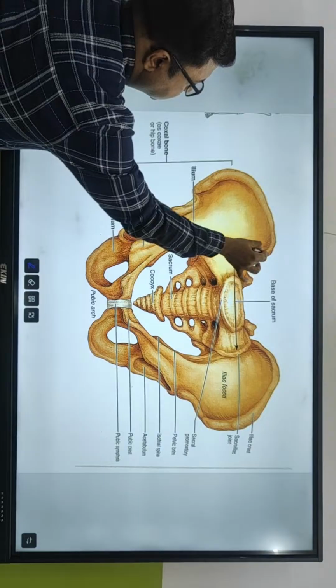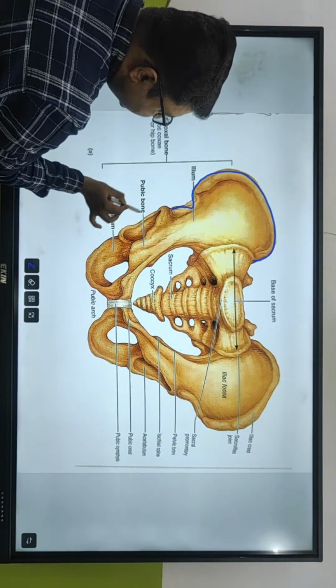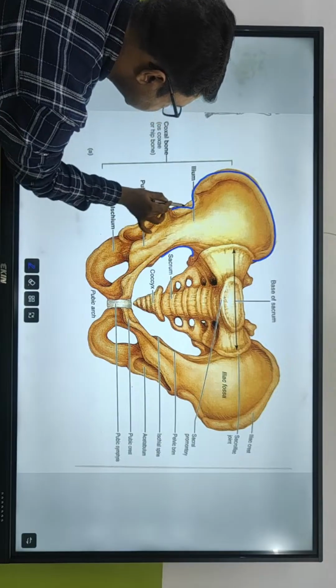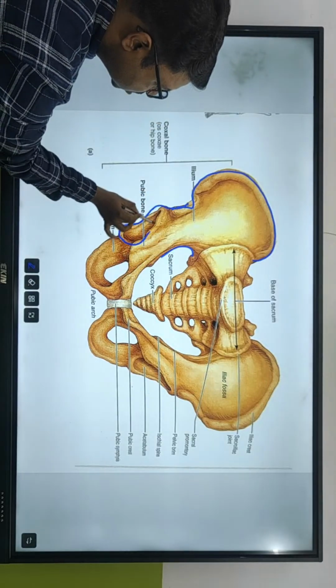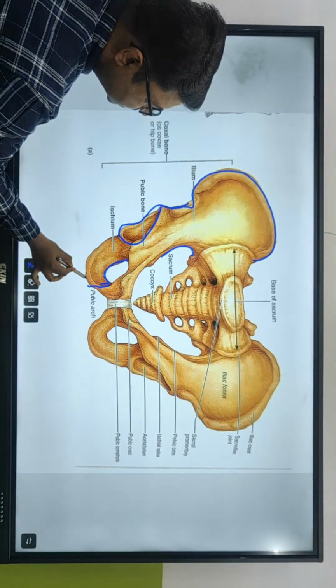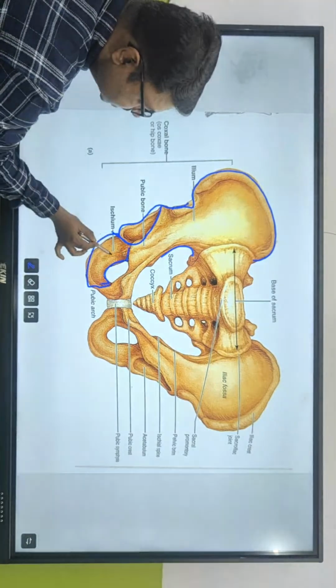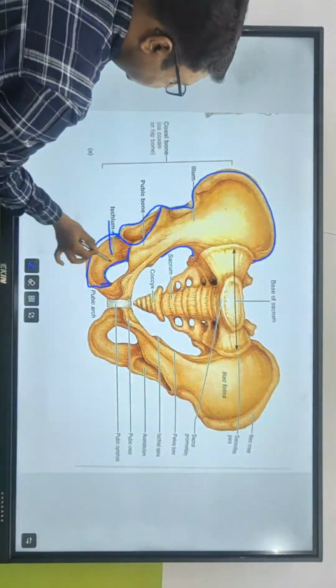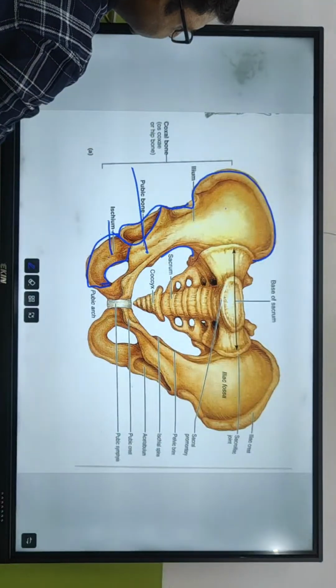This is ilium. What is this portion? This portion is ischium. And ilium, ischium, and this is pubis.